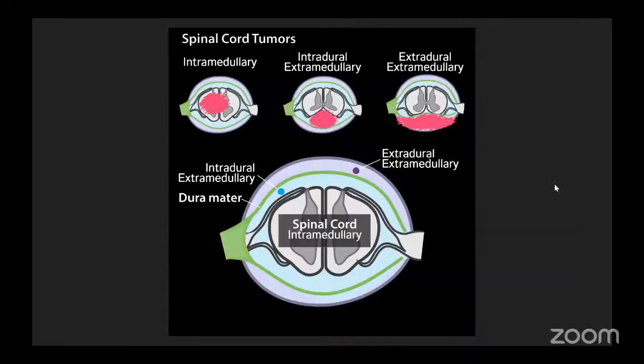So you can see that this again is a very beautiful illustration of how a lesion is going to appear. Intramedullary within the spinal cord parenchyma, intradural extramedullary outside the spinal cord but within the dura, and the space is still confined. Then we have the extradural extramedullary, which is outside the thecal sac. It's going to involve either the vertebral body or the posterior elements of the vertebra.